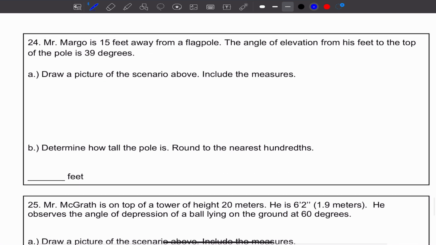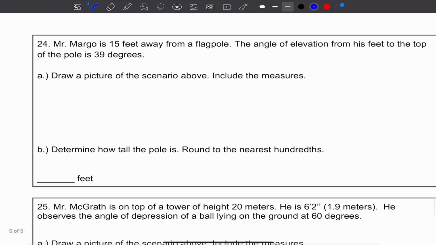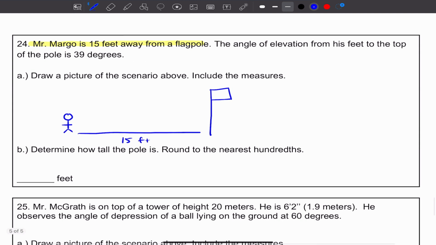So I'm going to go ahead and draw Mr. Margot. And there is a flagpole. So Mr. Margot is indeed 15 feet away from the flagpole. So from Mr. Margot's feet to the bottom of the flagpole, we got 15 feet. So I'm going to label this 15 feet here. And then the angle of elevation from his feet to the top of the pole is 39 degrees.